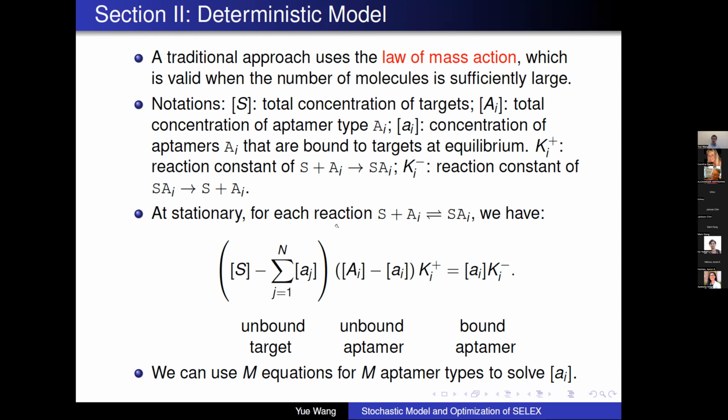At stationary, for each reaction of binding, we have this equation. The first term here is the concentration of unbound targets, which corresponds to this term. The second term here is the concentration of unbound aptamers of type i. So it's this term. And here, this one is the concentration of bound aptamers type i. So it's here. And if we have different aptamer types, then we have equations for each. So given big S and big A, we can solve all these small a_i.